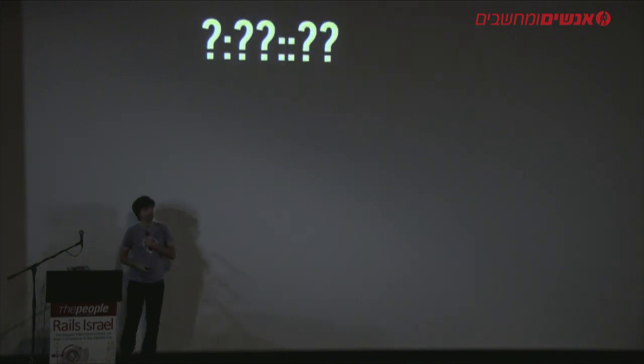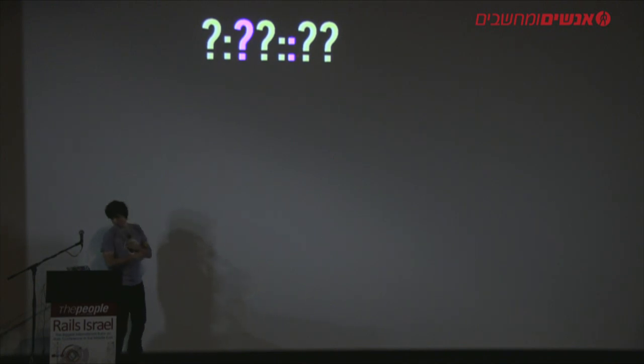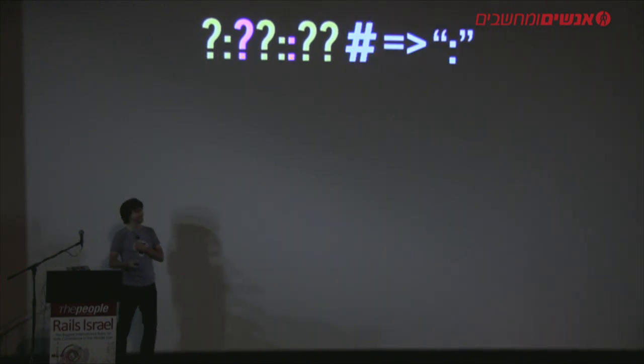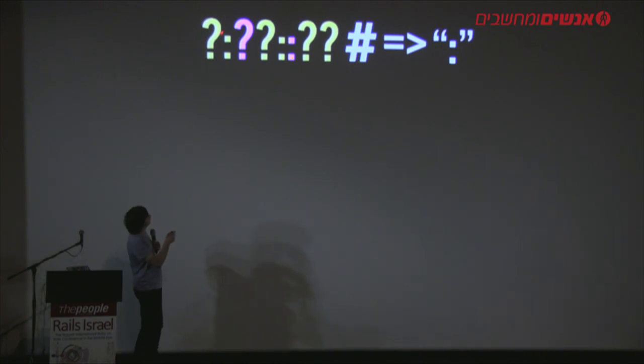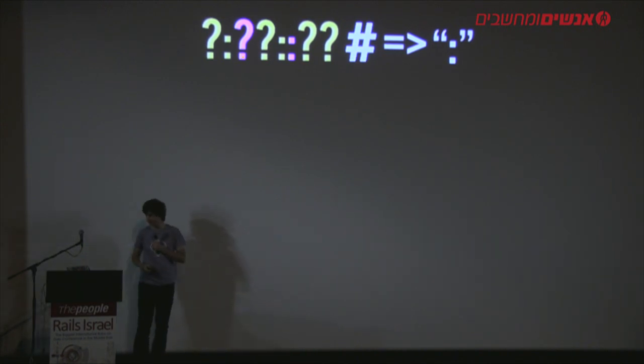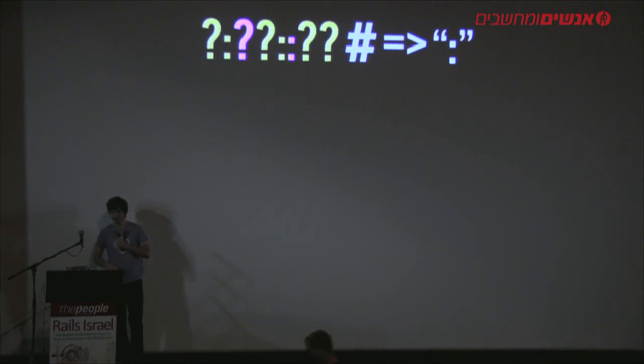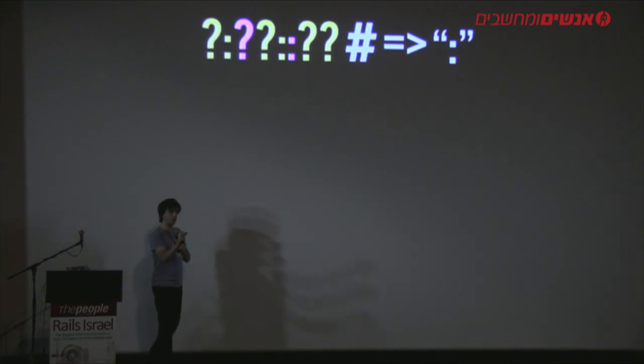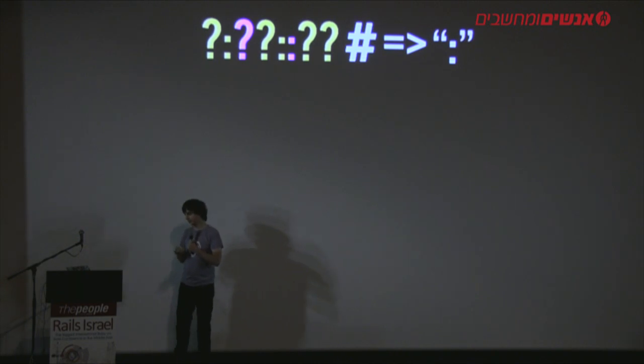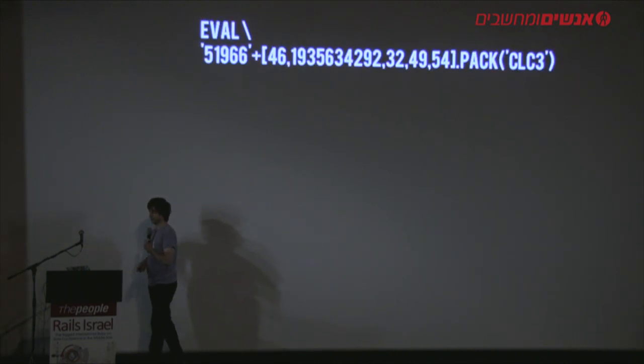Okay, next one. This is pretty straightforward. There's a ternary operator here. Question mark? No, it actually evaluates to a colon. Because this colon is true, so the first part of the ternary operation will be evaluated, which is colon. Okay, obviously you're not doing well if there are not too many characters in there, so let's try something longer.